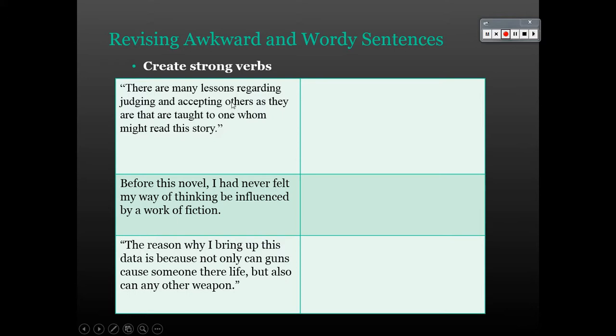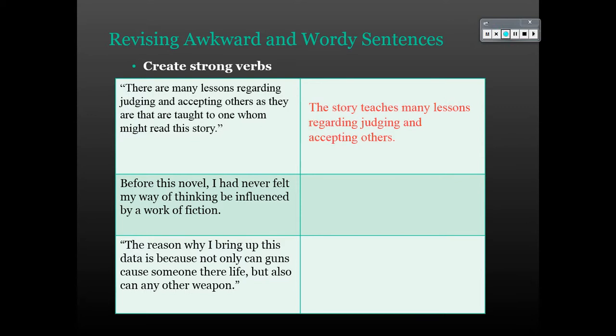What is judging and accepting others? What's another word for that? I'd say another word for that is tolerance. Okay? Tolerance. And there are many lessons. So lessons is a key point. So is tolerance. Judging and accepting others as they are is tolerance. "That are taught to one who might read this story." Really a much better way to say this would be "This story teaches many lessons of tolerance," or "teaches lessons of tolerance."